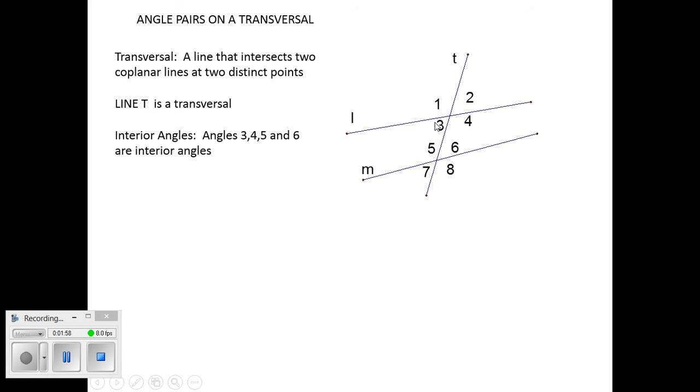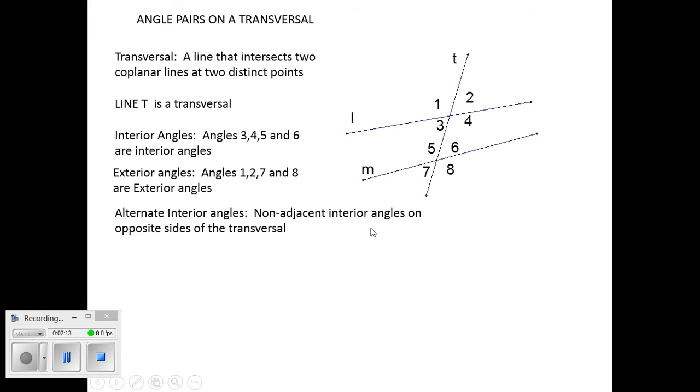by first tagging them as interior versus exterior. The interior angles, as you should well imagine, are going to be these angles that exist in between these two lines, 3, 4, 5, and 6. The exterior angles are going to be those tagged as 1, 2, 7, and 8. Okay? Then you have what you call the alternate interior angles, on opposite sides of the transversal, that are non-adjacent.